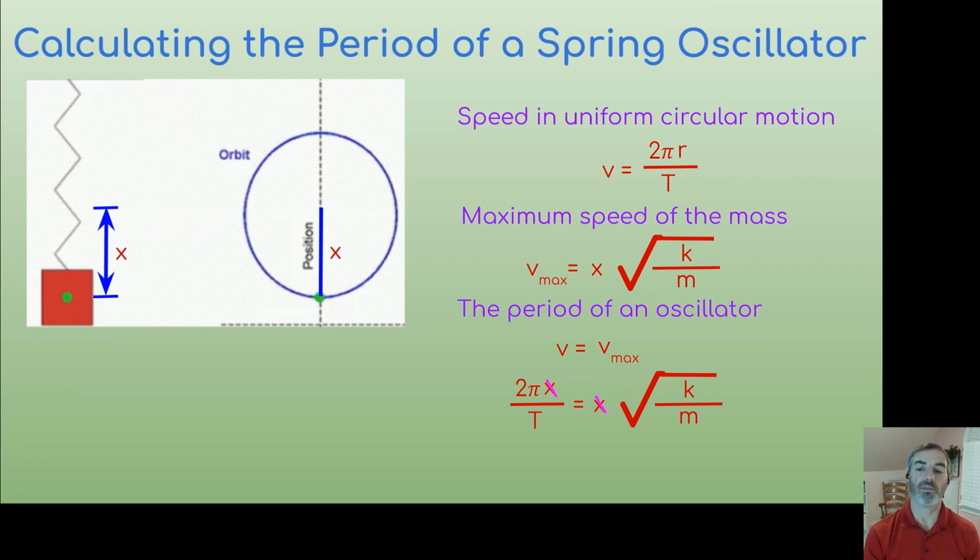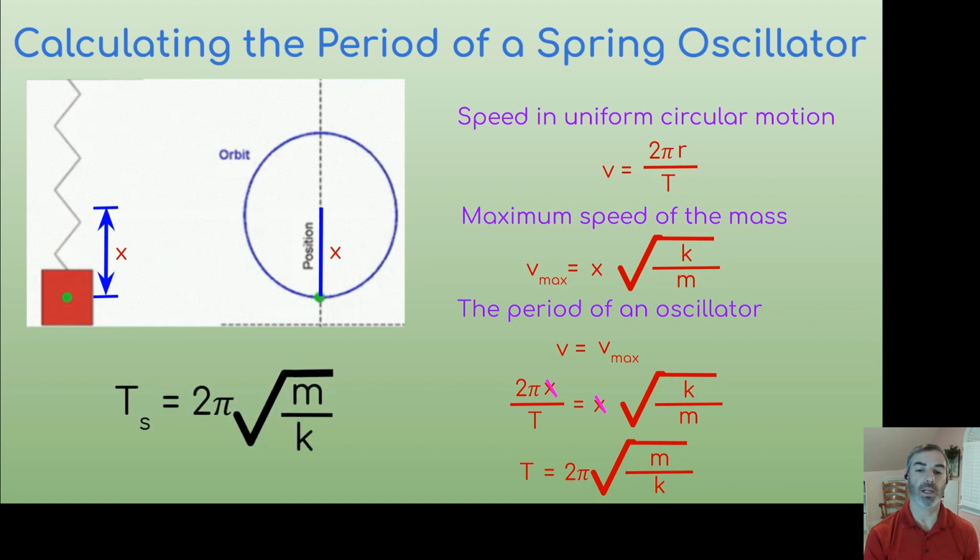Our goal is to solve for the period. So we multiply both sides by period and divide by the square root of k over m. That gives us 2 pi, and we take the reciprocal, square root of m divided by k. So the equation for the period of a spring oscillator is equal to 2 pi square root of m divided by k. Notice that the amplitude does not matter in this case.